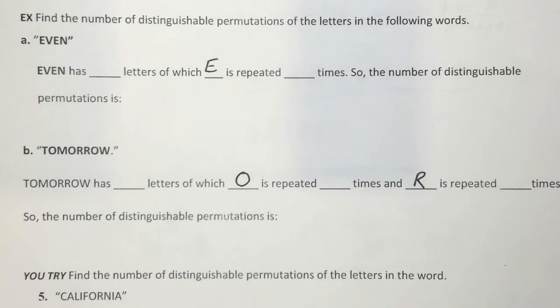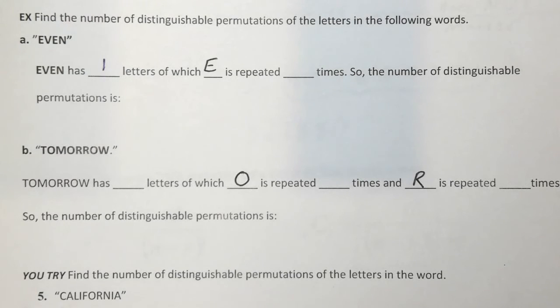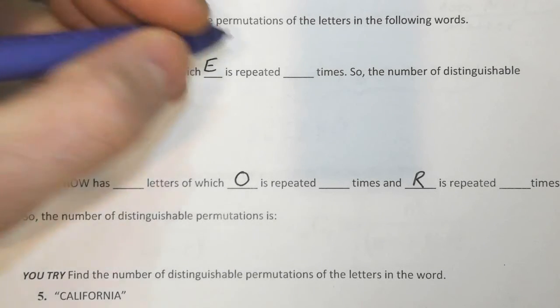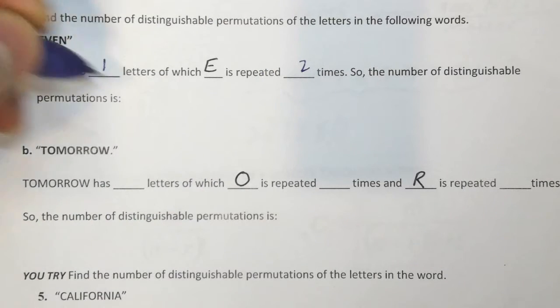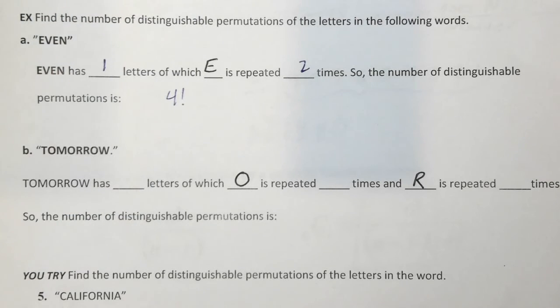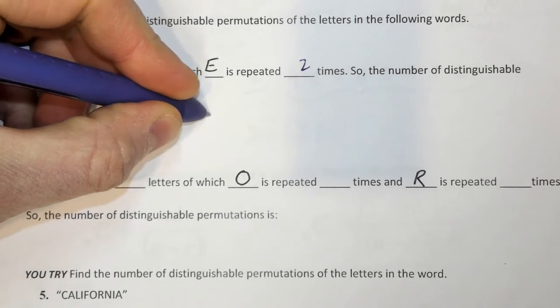What I've got right here is the word even, and I want to jumble up the letters in that word to create some new words. The thing I want you to notice is that it has a repeated letter. It has one letter, E, which is repeated 2 times. Because of that, we cannot simply say that there are 4 letters in the word and use 4 factorial. What we are going to have to do is use that 4 factorial and then divide it.